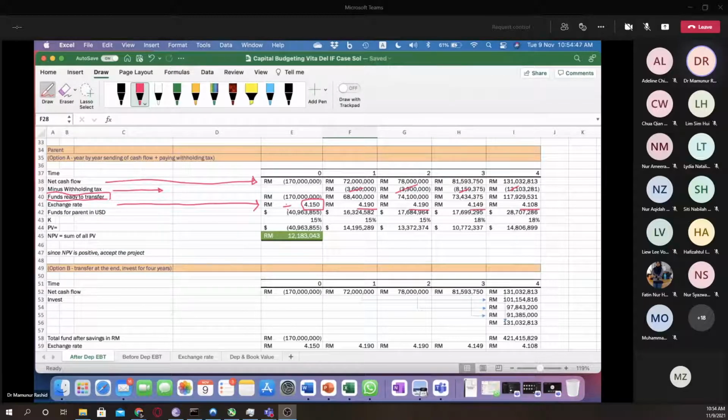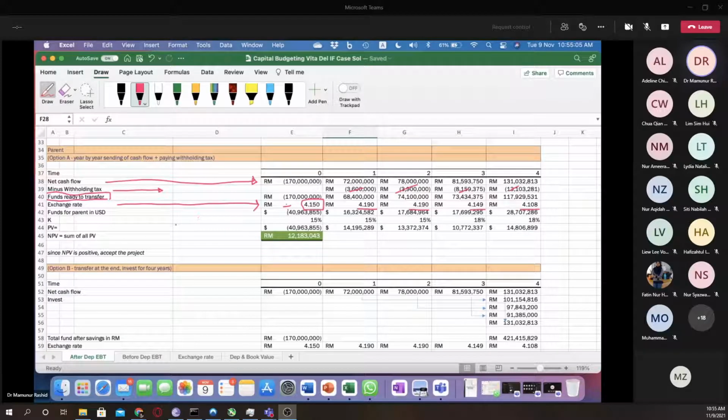4.150. When you divide it, you get 40 million as cash outflow, 16 million as first year, 17 million second year, 17.699 third year, and fourth year you have 28.707 million.